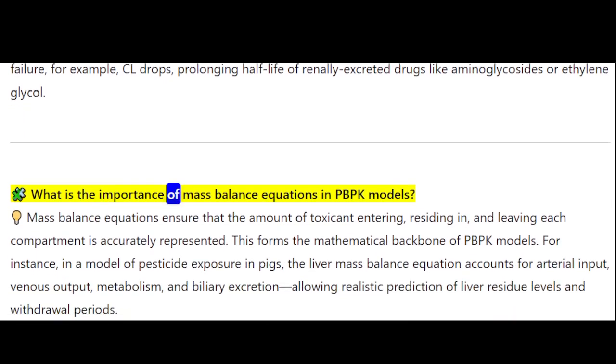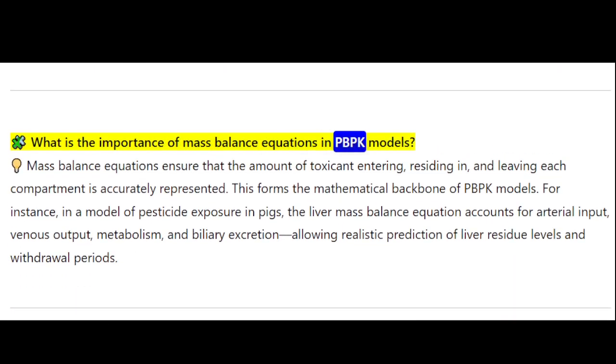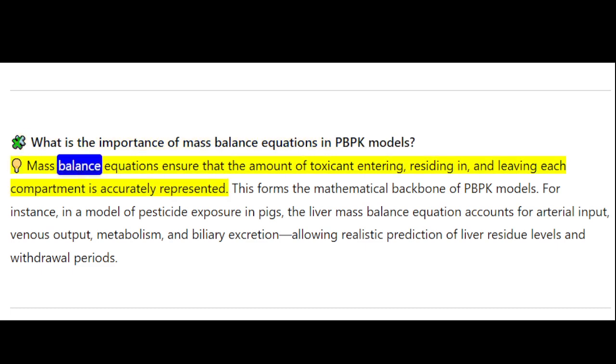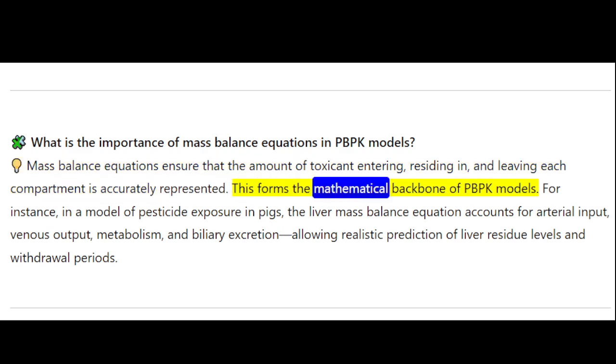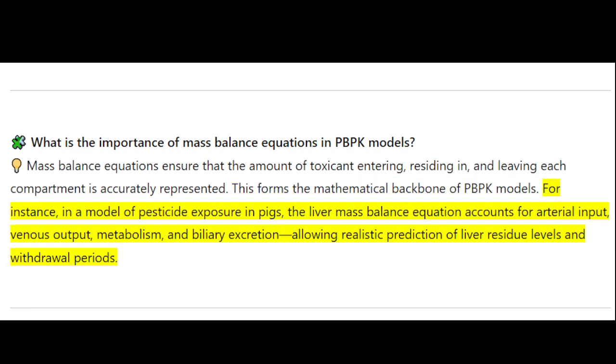What is the importance of mass balance equations in PBPK models? Mass balance equations ensure that the amount of toxicant entering, residing in, and leaving each compartment is accurately represented. This forms the mathematical backbone of PBPK models. For instance, in a model of pesticide exposure in pigs, the liver mass balance equation accounts for arterial input, venous output, metabolism, and biliary excretion, allowing realistic prediction of liver residue levels and withdrawal periods.